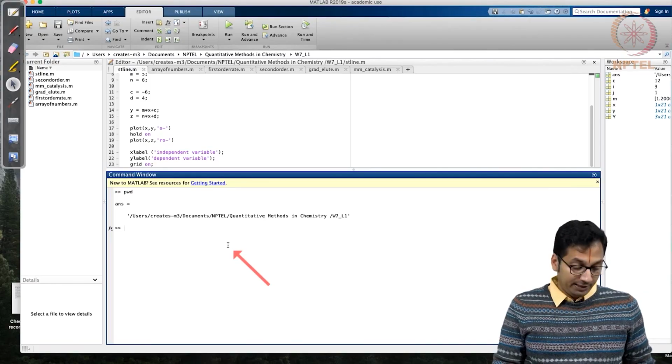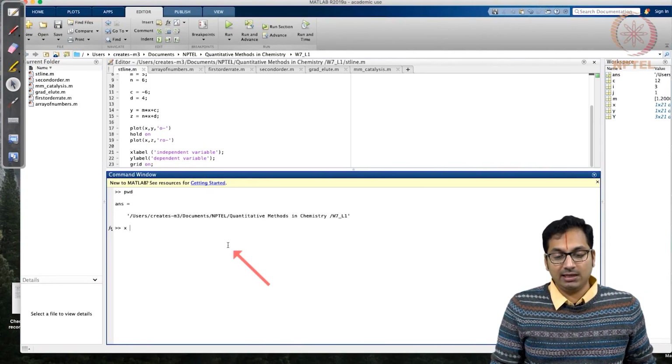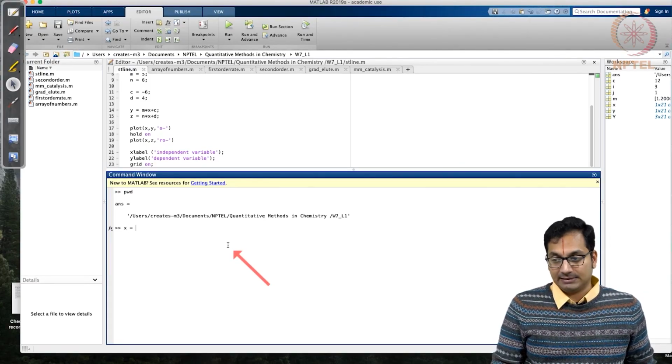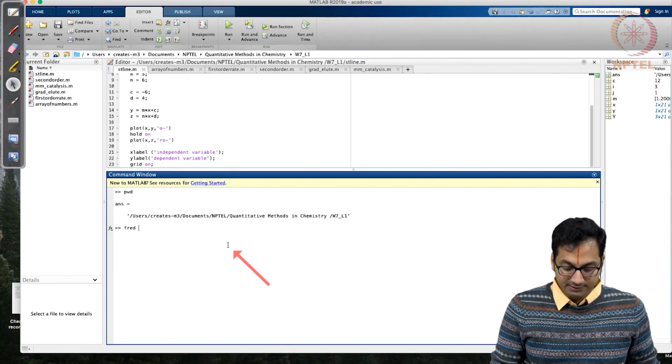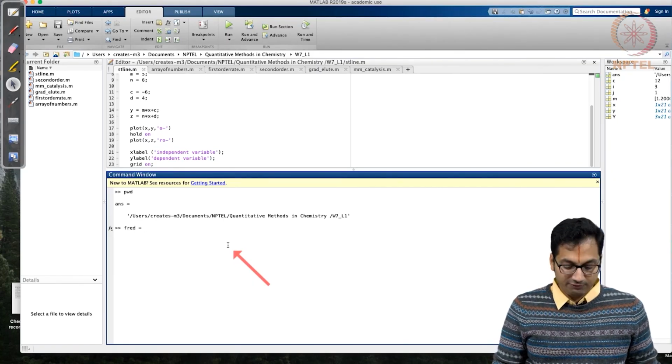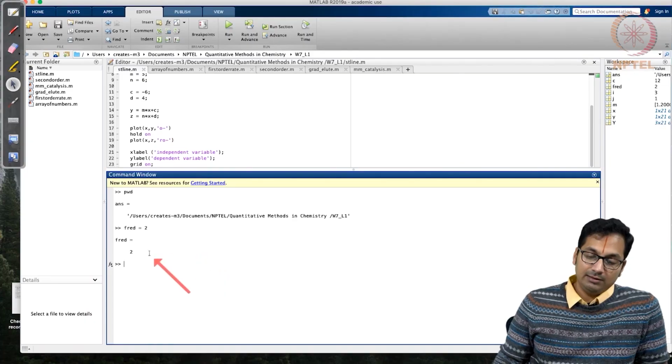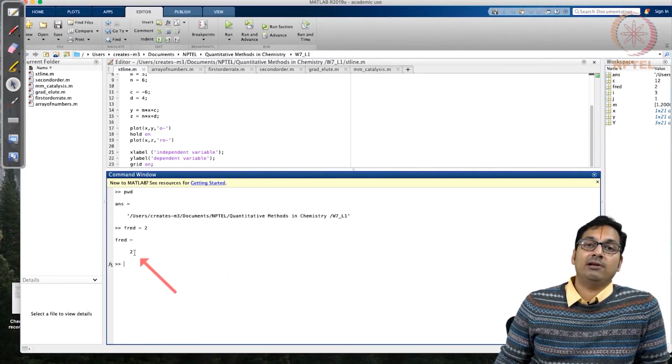Here is also where you will be declaring variables. Let's take a simple variable like x. Okay, let's actually not even call it x. You can call it anything. So let's call it Fred. So you can call a variable Fred, and if you give a value 2 and hit enter, then MATLAB says Fred is assigned a value 2.